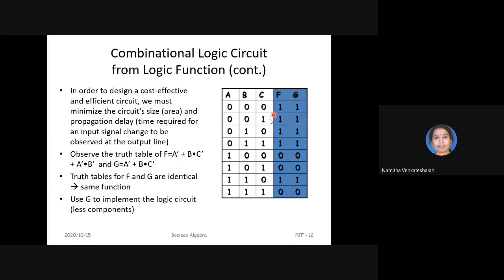Now, I would like to ask you, I'm your supervisor, and I'm asking you to implement this F function. Will you use this circuit, A dash plus BC dash plus A dash B dash, or will you use A dash plus BC dash? That is the question. Did you understand the question, students? If I, being your supervisor, ask you to implement the F function, you will use A dash plus BC dash plus A dash B dash or A dash plus BC dash. Please reply to me in the chat window.